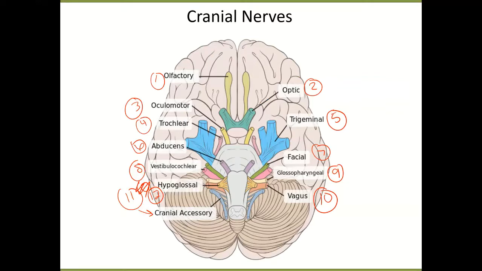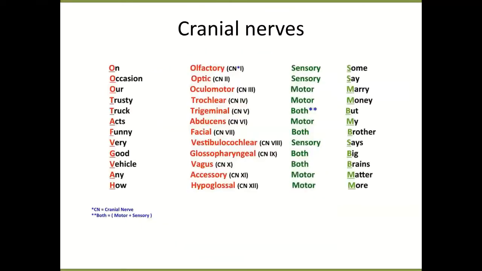All right. You probably notice some repeated words here. Glosso means tongue. So hypo, beneath the tongue. Glossopharyngeal means tongue and throat. So you can probably guess as to where some of these are going to go.